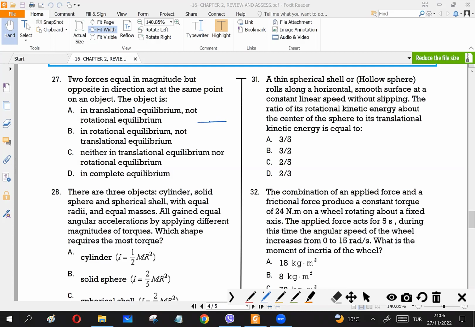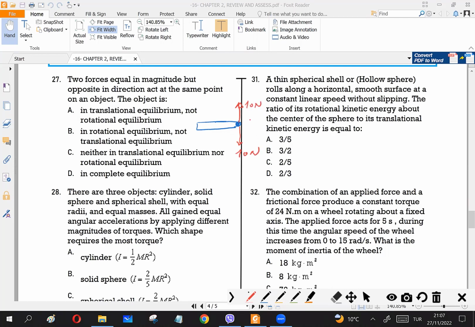So now let me draw the cases. Say that this is an object. On this object, two forces act at the same point, right here. But these forces are going to be in opposite directions, like that, and they will have equal magnitudes, say 10 Newton and 10 Newton.